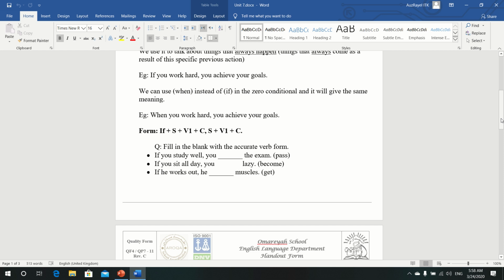Yes, it's going to be a verb 1 because according to the form, it says if plus subject plus verb 1 plus complement, then comma, subject plus verb 1 plus complement. Okay, so the verb 1 of pass is pass. If you study well, you pass the exam. Okay, replace if with when. When you study well, you pass the exam, and the sentence will be accurate as well.